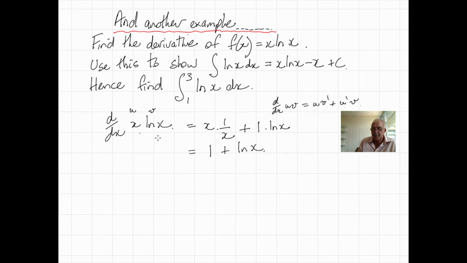x ln x. So if the derivative of x ln x is equal to that, then the integral of this must be equal to that. So say it again, if the derivative of x ln x is equal to this function, by the fundamental theorem of calculus, the integral of that must be equal to that. So therefore, the integral of 1 plus ln x dx is equal to x ln x.